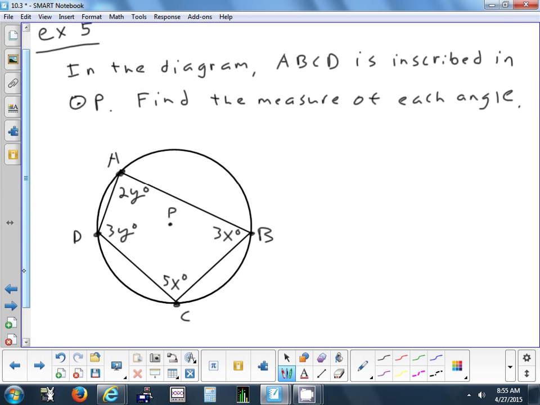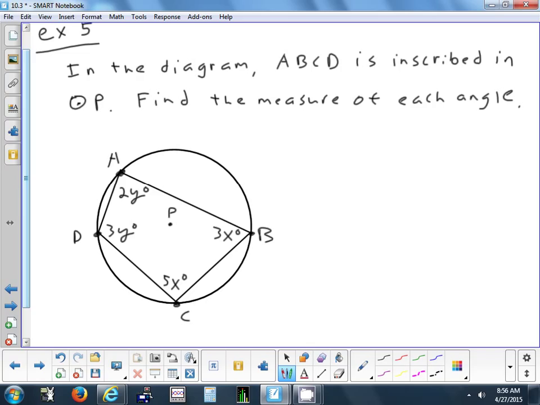Okay, this one's a little harder. This time you don't know any of the angles. You just have an expression for each one. But what I do know is this is a quadrilateral. I know it's inscribed in a circle. So who can tell me 2 equations here that would have to be true? What plus what is going to add up to 180?